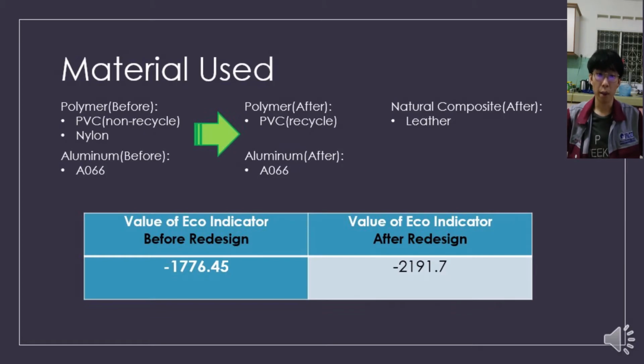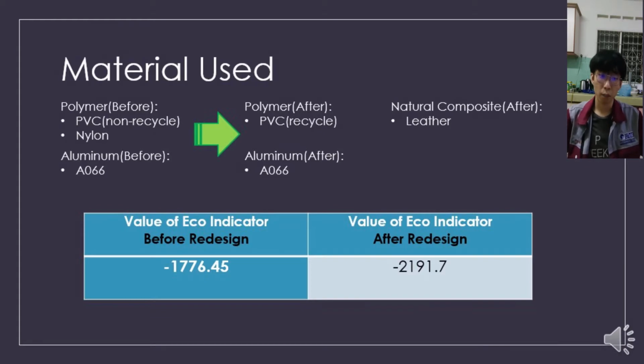With this kind of material and process, we gained the final eco indicator value, which is negative 1776.45. This negative value means a good indicator. This is because 85% of the material used in production to make the robot is aluminum. Hence, there is less pollution.